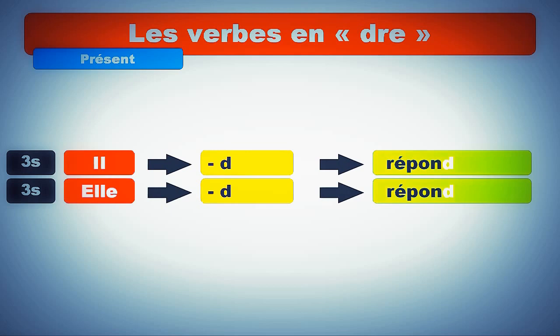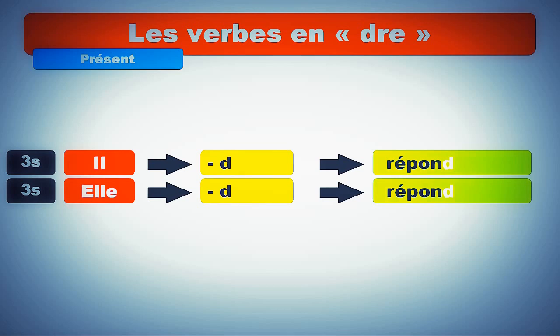Il, you've got des, okay, and you will get this form. Il répond. Repeat. Il répond. Alright, so it's actually the same form that you did pronounce for je and tu, and then for elle it's the same thing, it's elle répond. Repeat. Elle répond. Okay, so je, tu, il, and elle, phonetically, they're the same form, and it's répond.